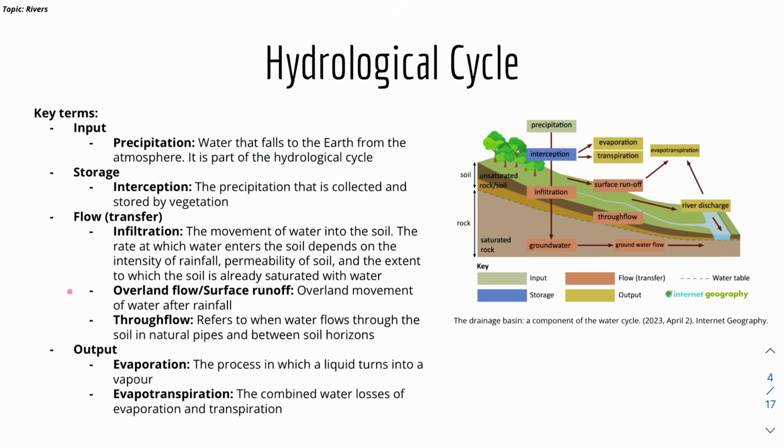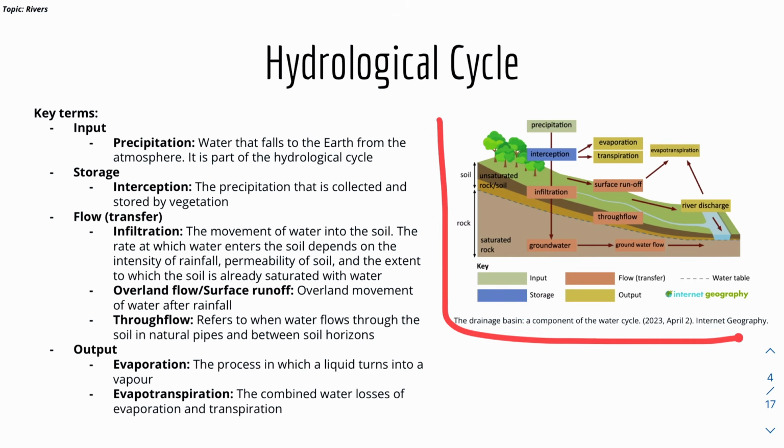And then we have overland flow or surface runoff. They're the same thing. It's basically the overland movement of water after rainfall, along the surface. That's why it's called overland or surface. Then we have through flow, which refers to when water flows through the soil in natural pipes and between soil horizons. Then we have the main outputs, which are evaporation and evapotranspiration, where one is just generally evaporation, and evapotranspiration is more specific to when the water is lost via evaporation and transpiration, like via the leaves of a plant.